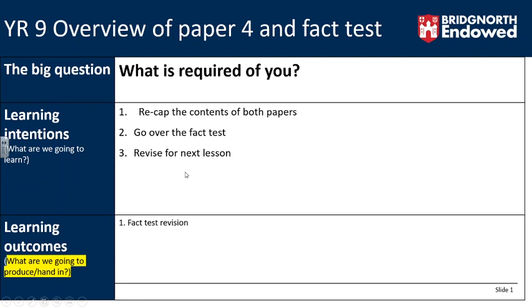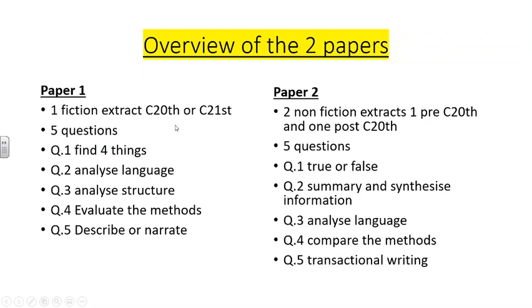Now, this fact test is some simple facts, and if you can remember them all, you won't make silly mistakes in the exams. So, just a quick overview of the two papers. There are 2 English language papers. In paper 1, you get 1 extract, which is fiction, so a story or novel, and it'll be modern. You've got 5 questions.